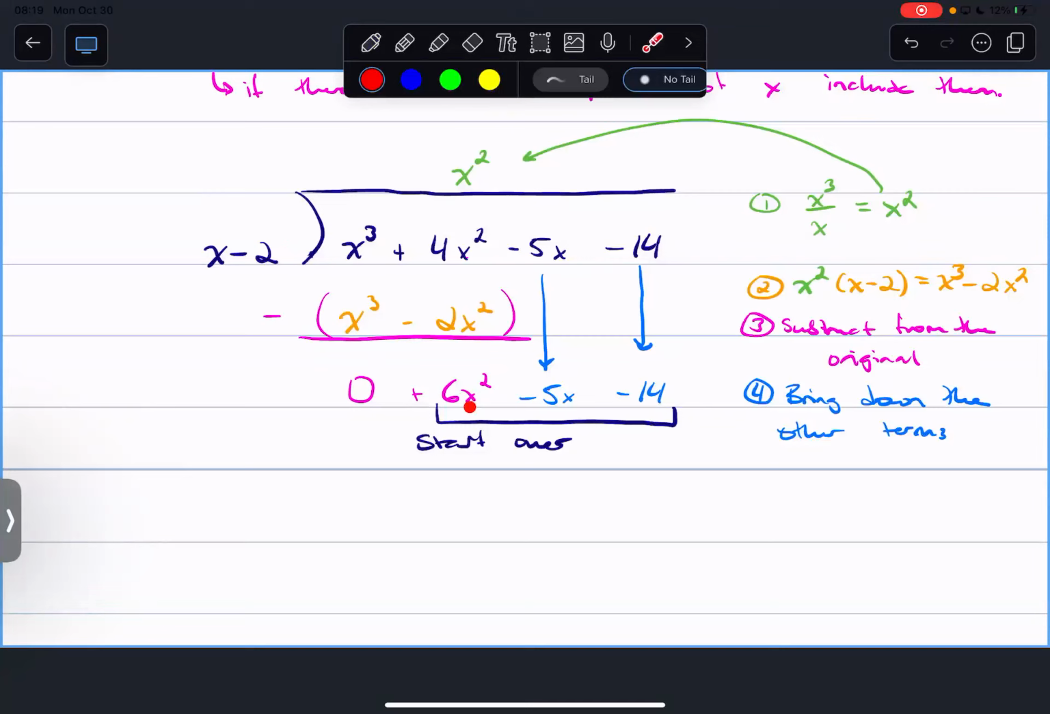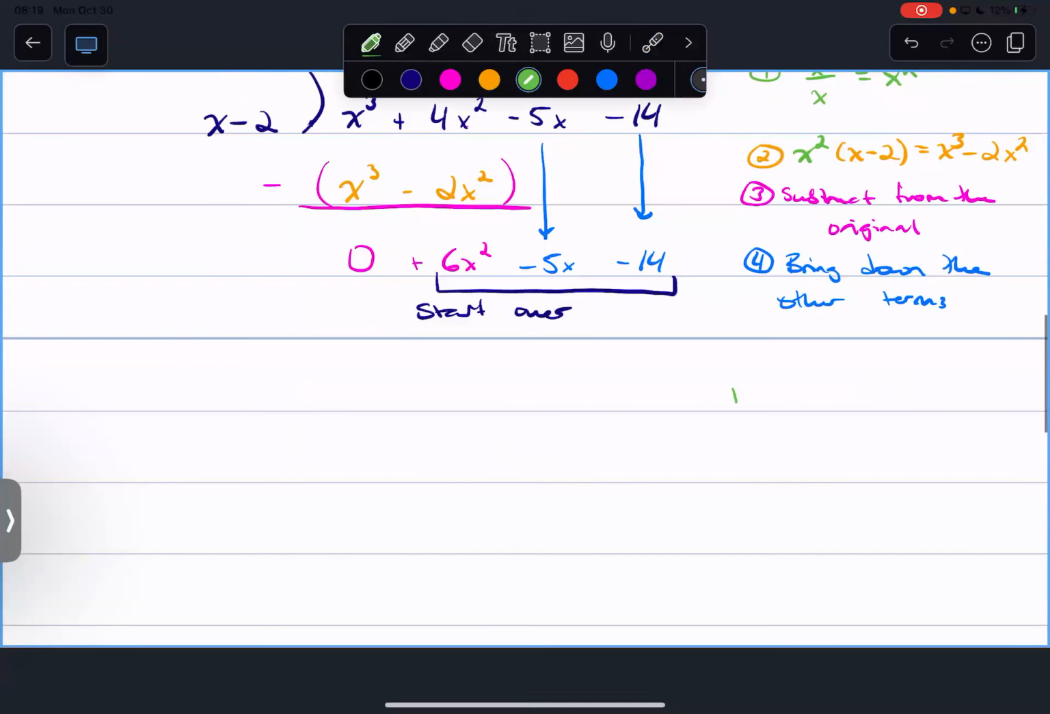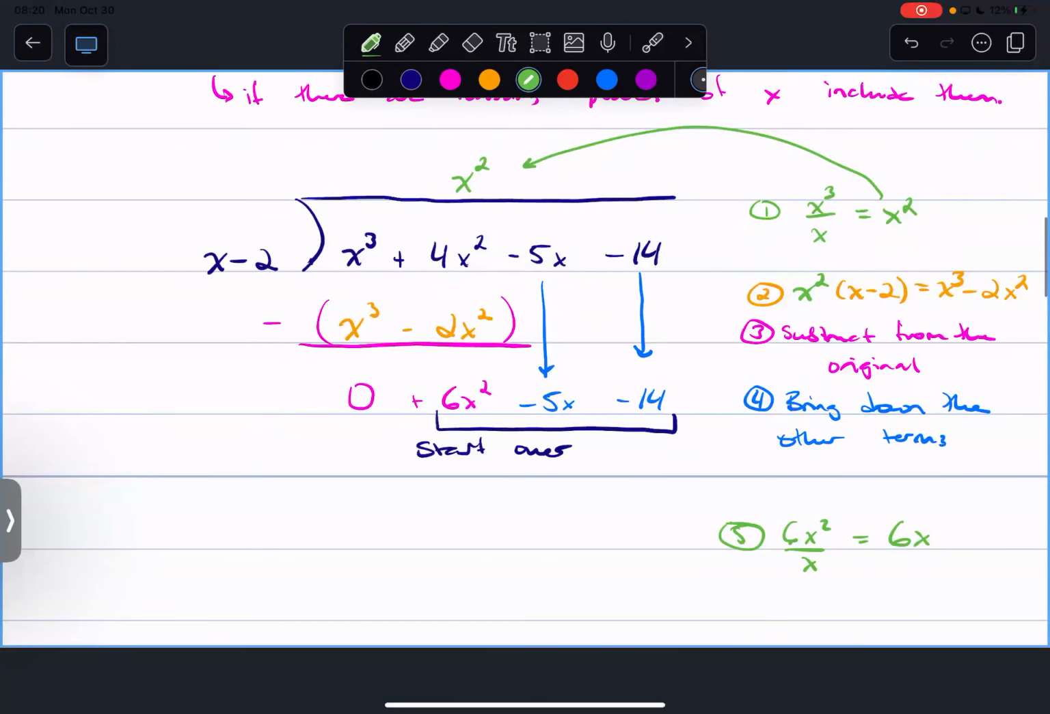So now we're going to start over. So now I have 6x squared. What did we do before? We divided by x, right? So now I'm going to do 6x squared divided by x, which puts me at 6x. 6x squared divided by x is 6x. So now I have plus 6x.